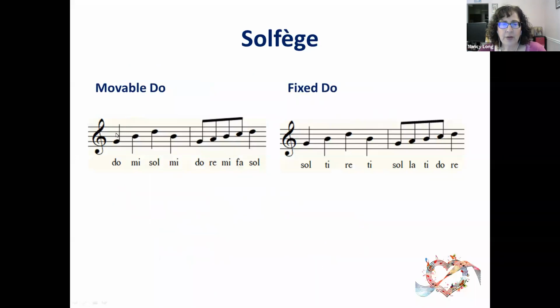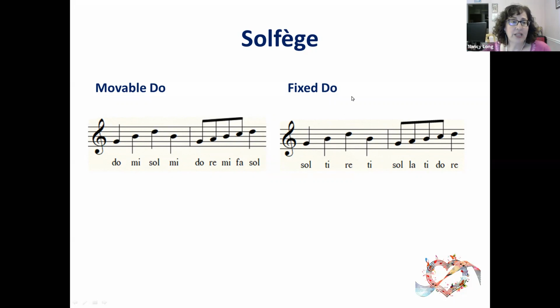Movable do on the left, where this is in the key of G, and my apologies, I didn't put the sharp in there. There should be an F sharp here, is do, mi, sol, mi, do, re, mi, fa, sol, where in fixed do, because the C is always do, this would be sung sol, ti, re, sol, la, ti, do, re.